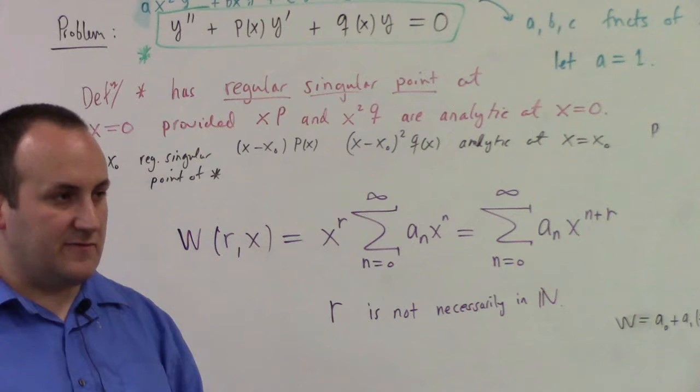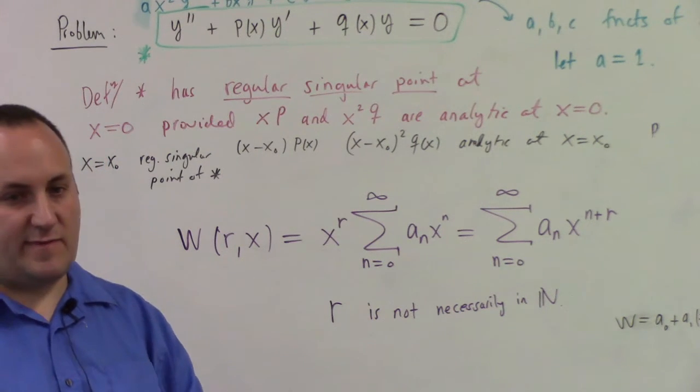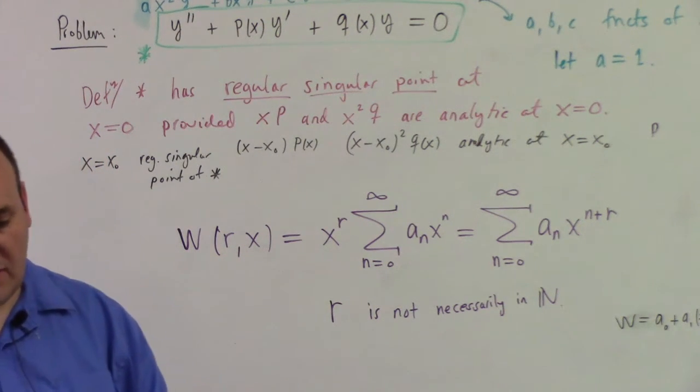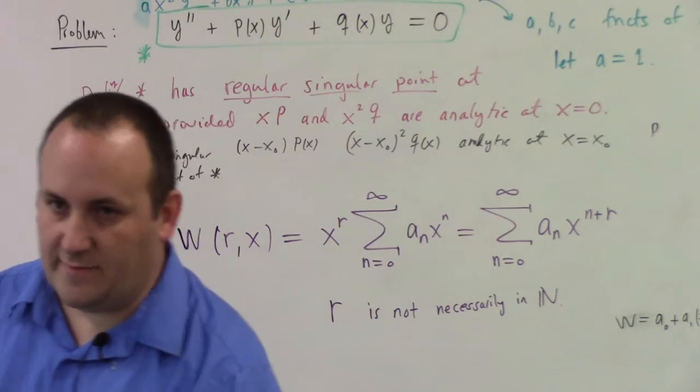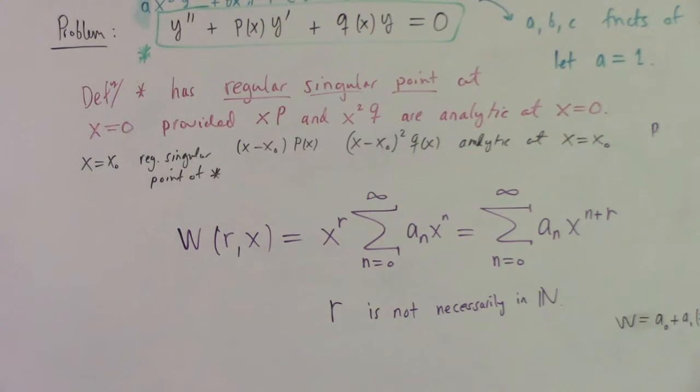And in fact, this method of Frobenius is used to define many of the special functions which are important to mathematical physics. That's the last section in this chapter. We may or may not get to it.